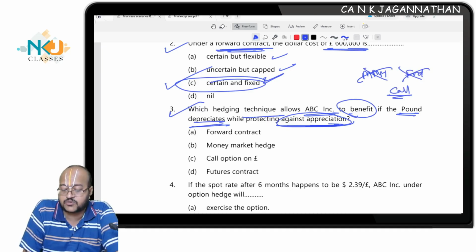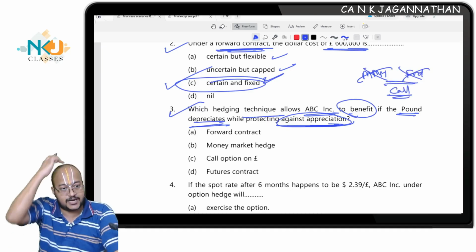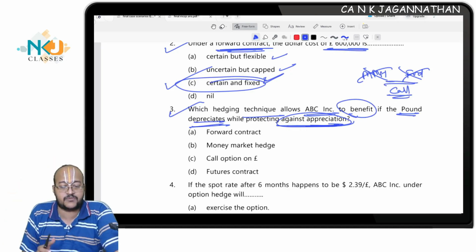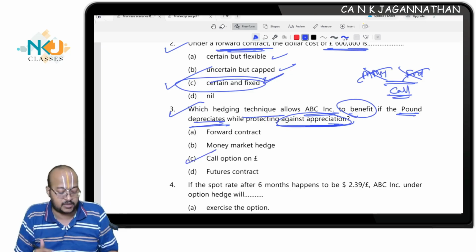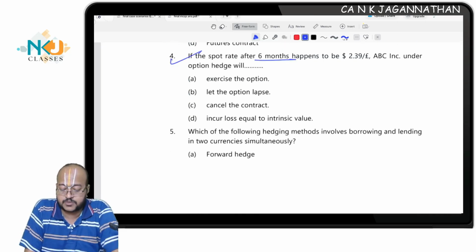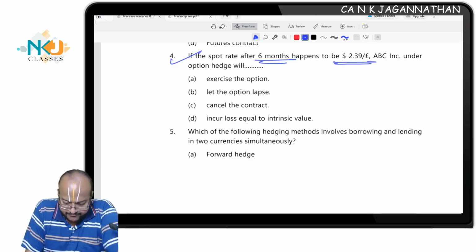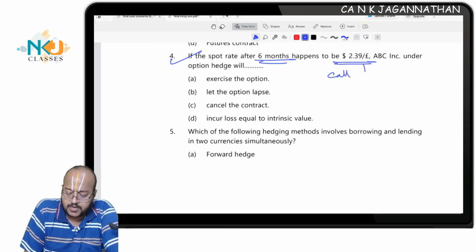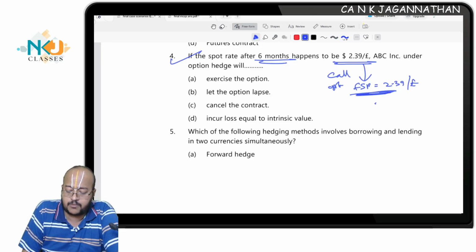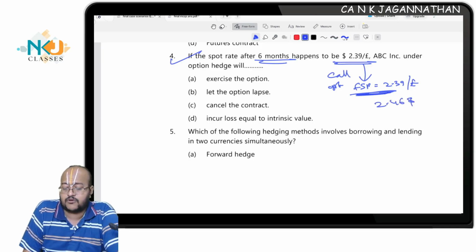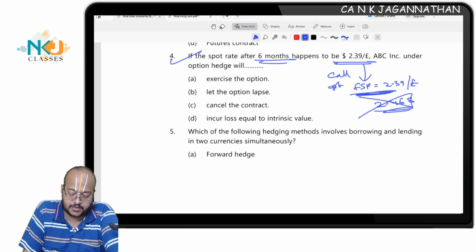The call option gives you this flexibility. If you see that it is beneficial, you will exercise; if it is not beneficial, you will never exercise. That is what they have asked. So a call option will give you this flexibility. Next, if the spot rate after 6 months happens to be 2.39 per pound, and the call option exercise price is 2.46, a pound worth $2.39 is available for $2.46 under the option. Will you exercise? You will never exercise. You will let it lapse.